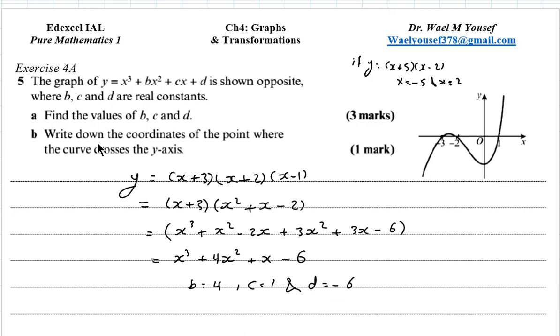B, write down the coordinates of the point where the curve crosses the y-axis, which means put x equals 0, of course. For x equals 0, we will have y equals minus 6, which means that the coordinates of this point will be (0, minus 6).